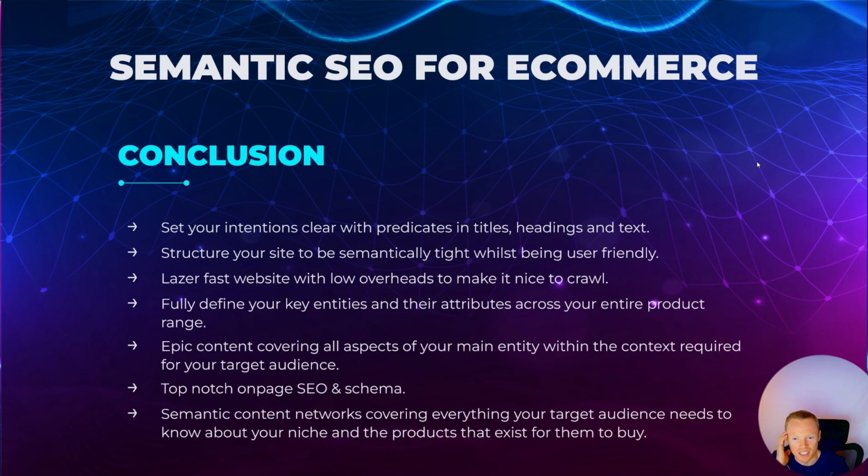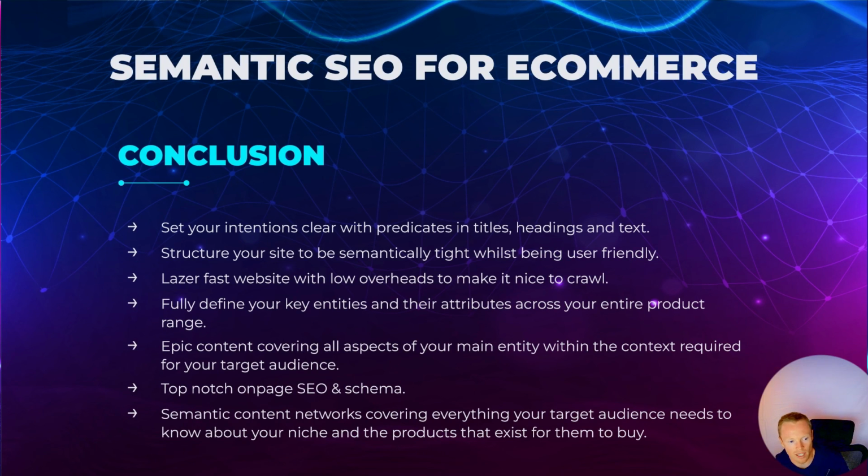So we've got a bit of a conclusion here. So again, just going through some stuff. Set your intentions clear with predicates in titles, headings, and text. Structure your site to be semantically tight whilst also being user-friendly. Always have a laser-fast website with low JavaScript and CSS overheads, so it's nice and quick to crawl. Fully define your key entities and their attributes across your entire product range. So don't ever have a customer land on a product page and wonder what X, Y, and Z are. Make sure they are defined somewhere on your site, and that is easy for the user to find.